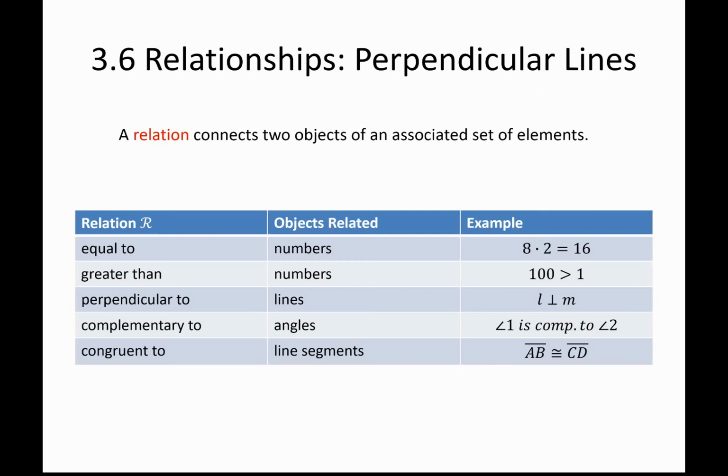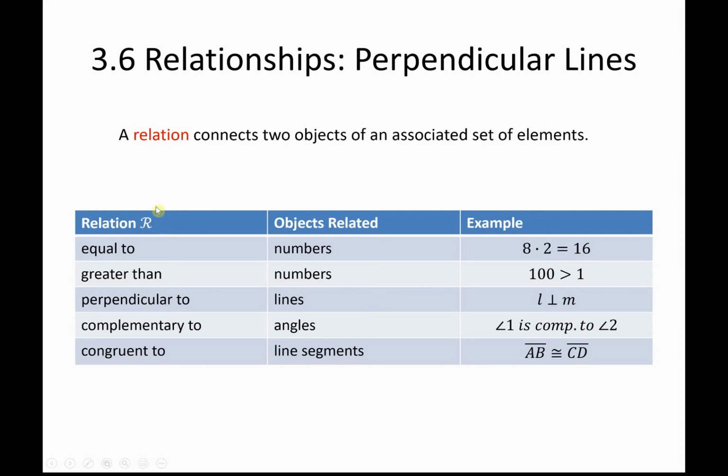Okay, moving on from there to a general understanding of what a relationship is, or more concisely, a relation. It connects two objects of an associated set of elements. That's super broad, right? So what are some examples of relations that we might come into contact with in this curriculum? Well, I just lifted this chart right out of the book. So if you've already skimmed this section, this will look super familiar to you.